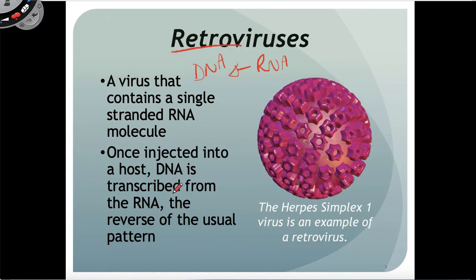So DNA is transcribed from RNA, which is the reversal of what usually happens, right? So usually DNA makes RNA, but in retroviruses, RNA reverses back to DNA. The problem with doing this is that these retroviruses can become highly mutable, so they carry lots of mutations, and that makes them very hard to fight, as they're constantly changing from RNA to DNA and then back from DNA to RNA.